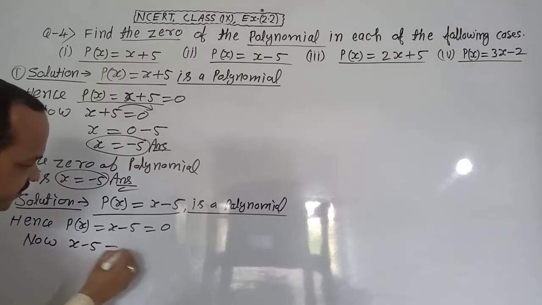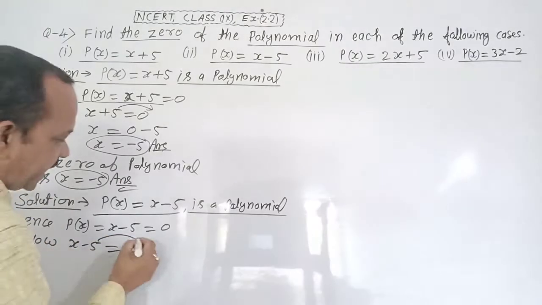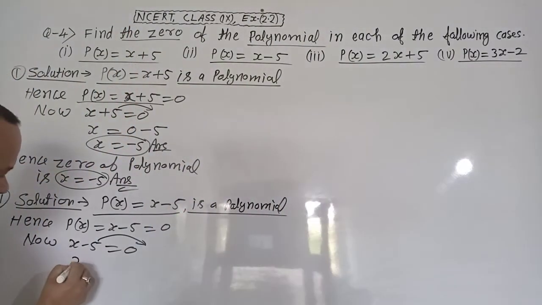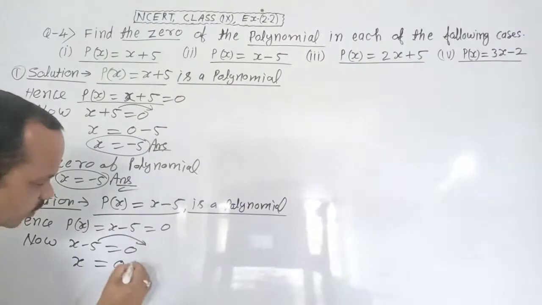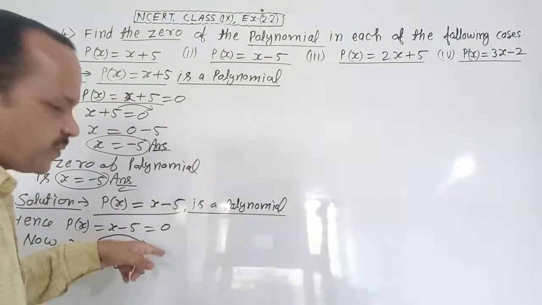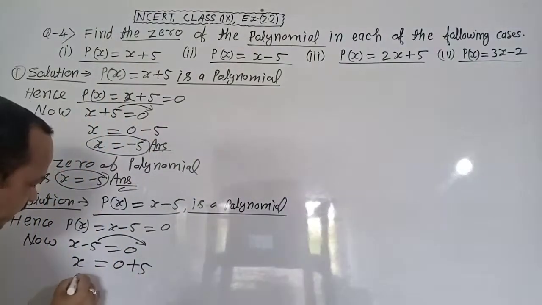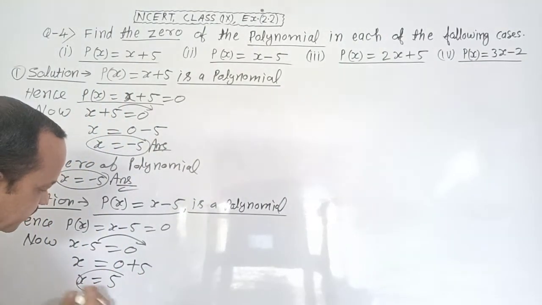Now, x minus 5 equal to 0. You write 5 on the right side. Clear? x equal to 0 plus 5. Minus 5 becomes plus 5 on the right side. Clear? x equal to 5.